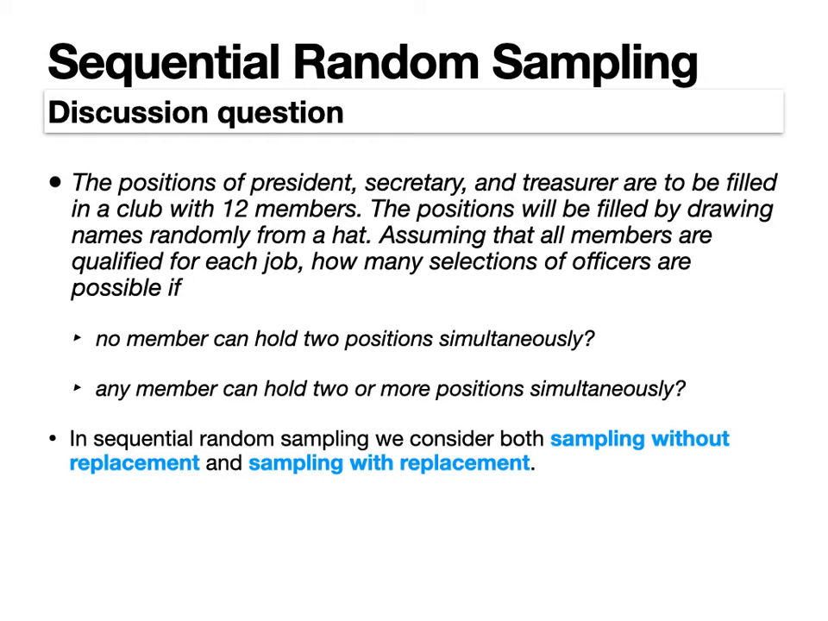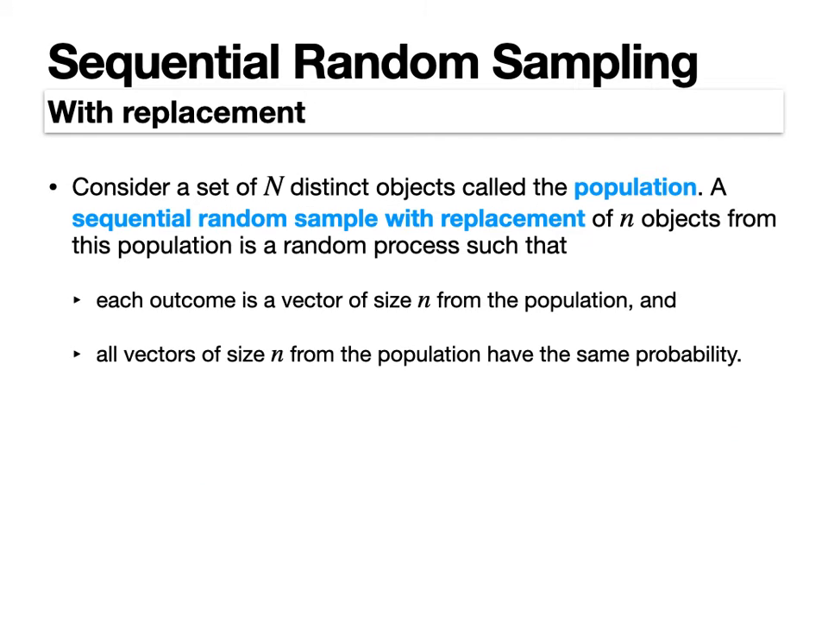And the reason I pose these two cases is that in sequential random sampling, we consider both sampling without replacement and sampling with replacement. Let's talk about sampling with replacement first. Again, we consider a set of capital N distinct objects that we'll call the population. A sequential random sample with replacement of little n objects from this population is a random process such that, first, each outcome is a vector of size n from the population, and secondly, all vectors of size n from the population have the same probability.